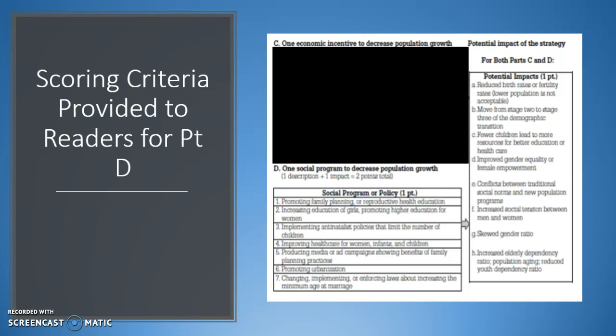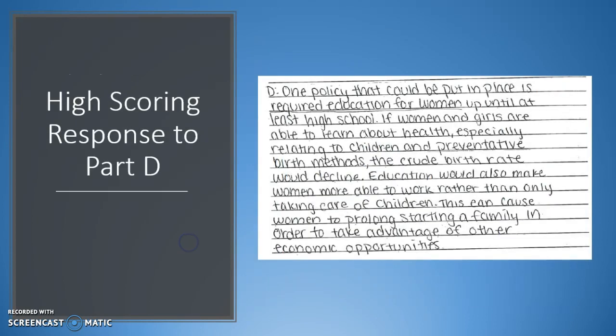You'll see a skewed gender ratio, especially in those societies where boys tend to be more valued than girls, and so as a result, when you've got laws or rules that are discouraging the number of births, parents will oftentimes use something like selective abortion in order to have a boy, which then skews the gender ratio. And last but not least, number H, there is an increased elderly dependency ratio, the population aging, or reduced youth dependency ratio, and all of those get at the same basic ideas.